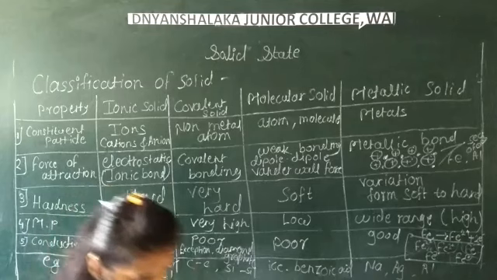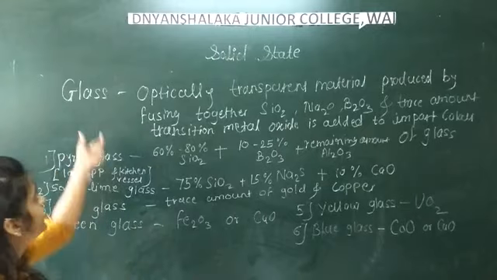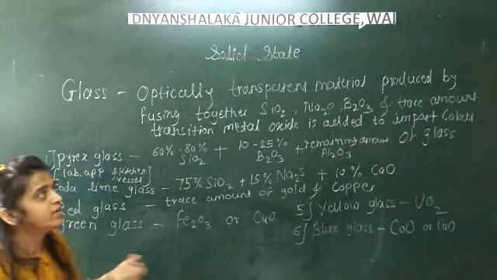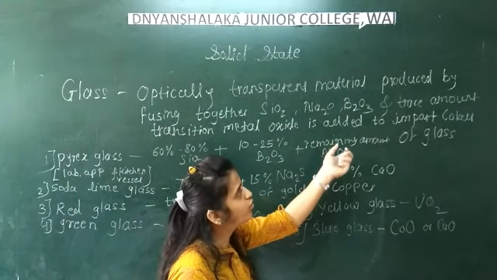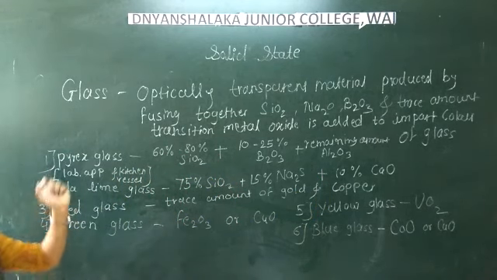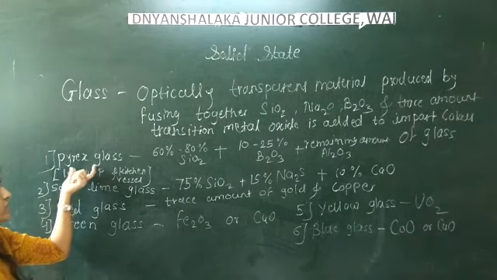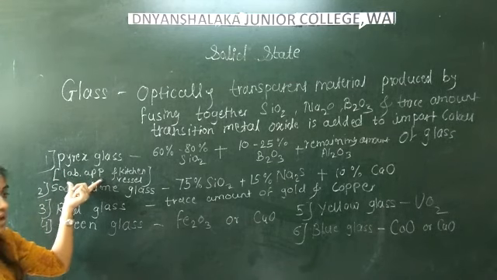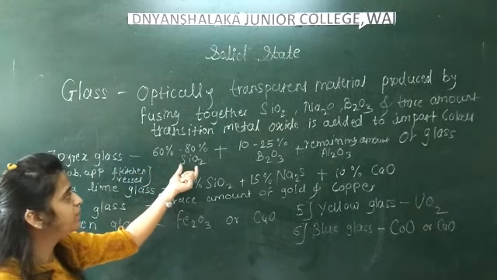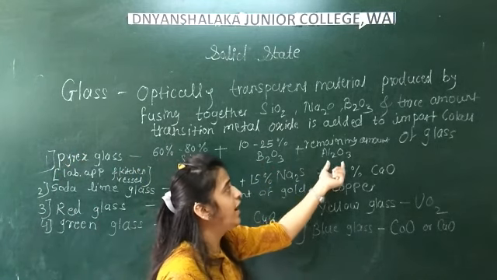Next point, glass. Glass means an optically transparent material produced by fusing together silicon oxide, sodium oxide, boron oxide, and a trace amount of transition metal oxide added to impart color. So glass can be manufactured in different types. First, Pyrex glass. Pyrex glass is used in laboratory apparatus and kitchen vessels. Pyrex glass composition is 60 to 80% silicon oxide, 10 to 25% boron oxide, and the remaining amount is aluminium oxide.